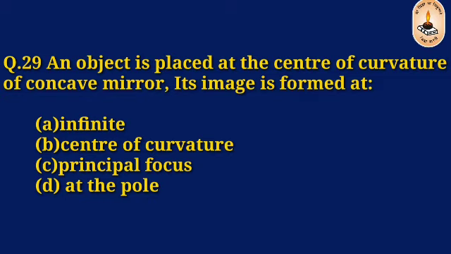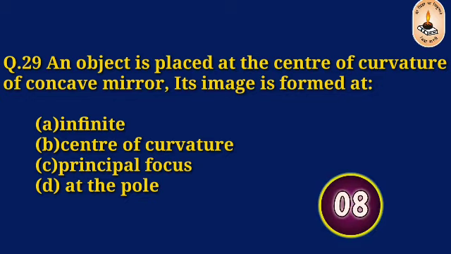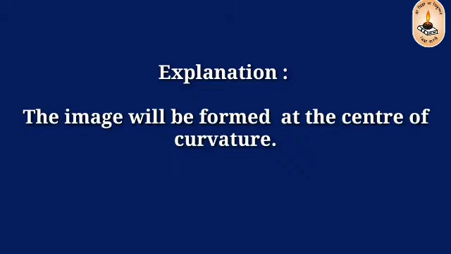Question number 29. An object is placed at the center of curvature of a concave mirror. Its image is formed at infinite, center of curvature, principal focus, at the pole. The right answer is B, center of curvature. Explanation: the image will be formed at the center of curvature.